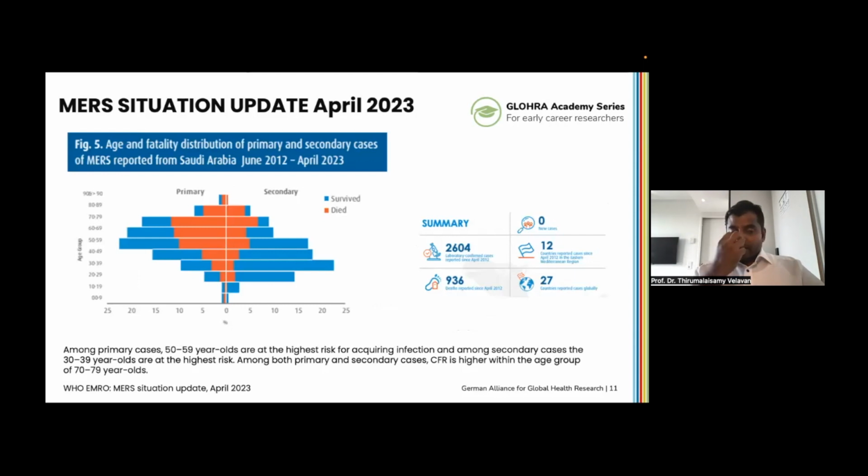If you look at the fatality distribution of the cases, you have primary cases and you have secondary cases. Primary cases are those with direct contact with the source of origin, and secondary cases are the contacts with the primary cases. If you look at the primary cases, the age group of 50 to 59 has the highest risk, whereas the age group of 30 to 39 years old had the highest risk in terms of the secondary cases.